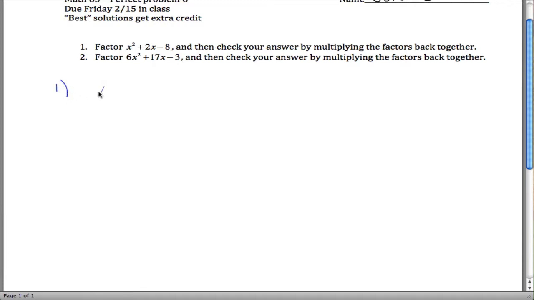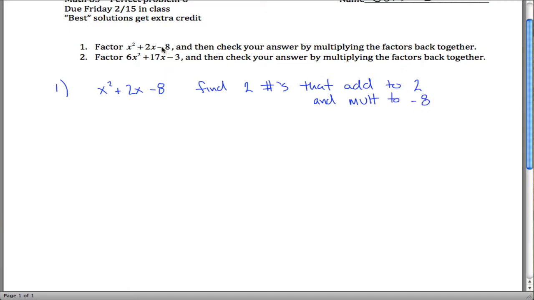So when you're trying to factor x squared plus 2x minus 8, what you need to do is find two numbers that add to 2, because 2 is the coefficient on the x term here, and multiply to negative 8, because negative 8 is the constant term here.